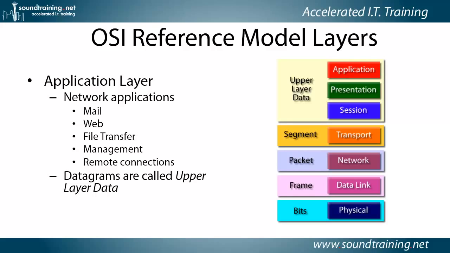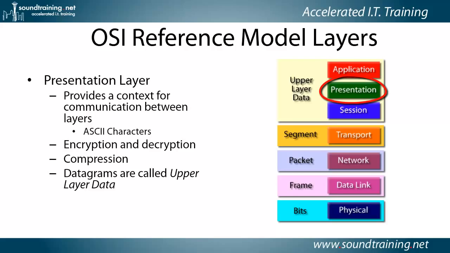Now, when we talk about applications, people immediately think of things like Microsoft Word or Outlook or PowerPoint, and those are the applications that would connect here if they needed a network connection. But generally, when we talk about applications, we're talking about network-specific applications, again, file transfer, web services, that sort of thing. At layer 7, the datagrams are called upper layer data. In fact, at the top 3 layers, they're all kind of lumped together, and the datagrams are called upper layer data.